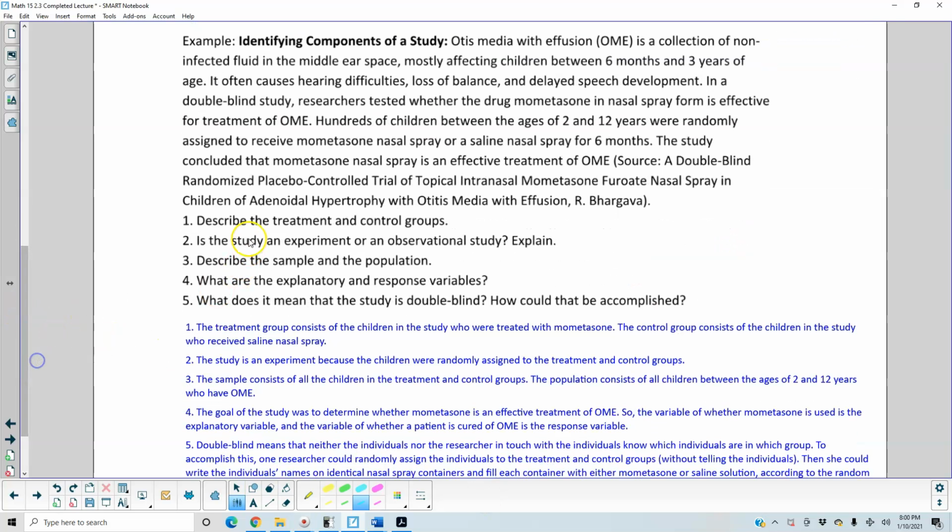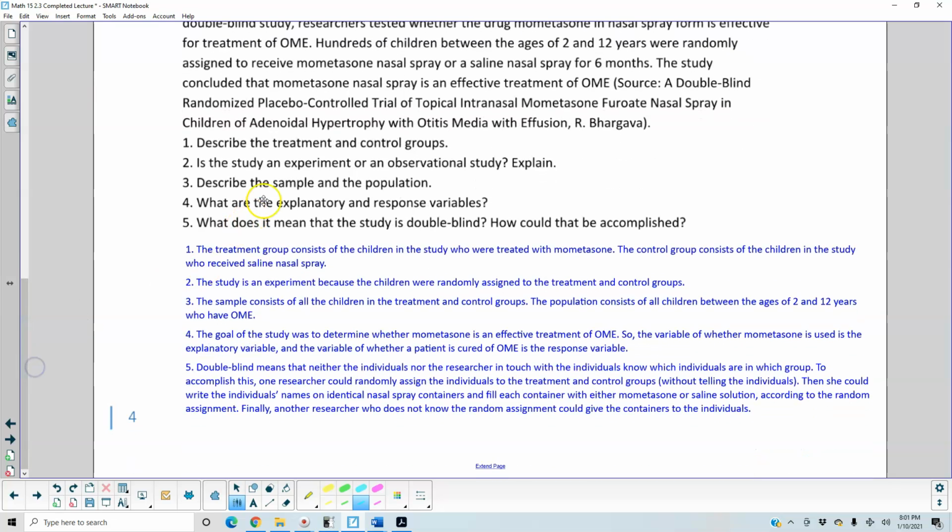So for number 1, describe the treatment and control groups. The treatment group consists of the children in the study who were treated with mometasone. The control group consisted of the children in the study who received saline nasal spray. Number 2, is the study an experiment or an observational study? The study is an experiment because the children were randomly assigned to the treatment and control groups. Number 3, describe the sample and the population. The sample consists of all the children in the treatment and control groups. The population consists of all children between the ages of 2 and 12 years who have OME.